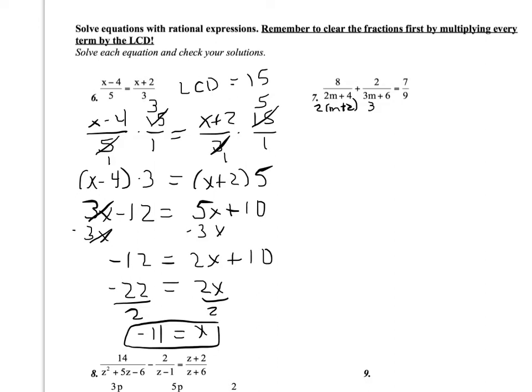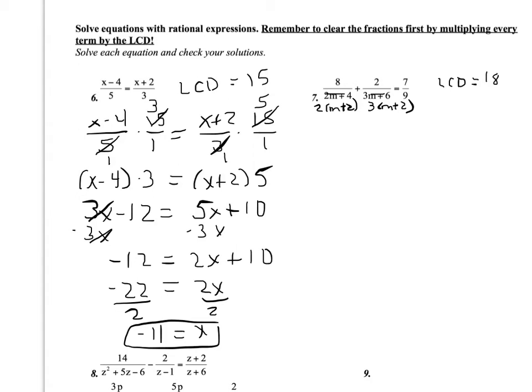The second denominator gets multiplied into 3 times m plus 2. So if we rewrite them in factored form, it makes it a little easier for us to identify our LCD. I have the numbers 2, 3, and 9 in each of those denominators. I'm looking for the smallest number they all divide into evenly. It will have to be 18.